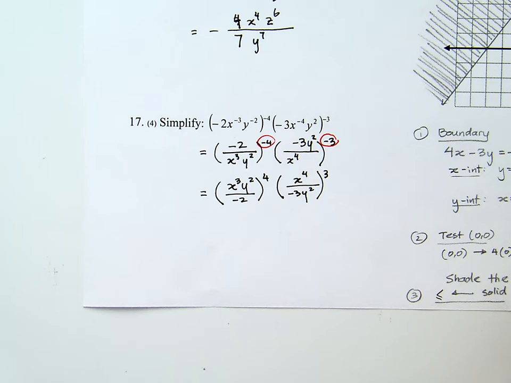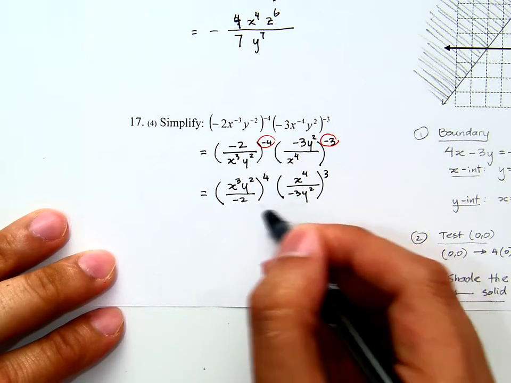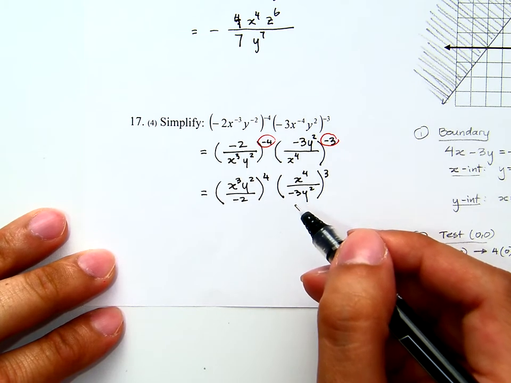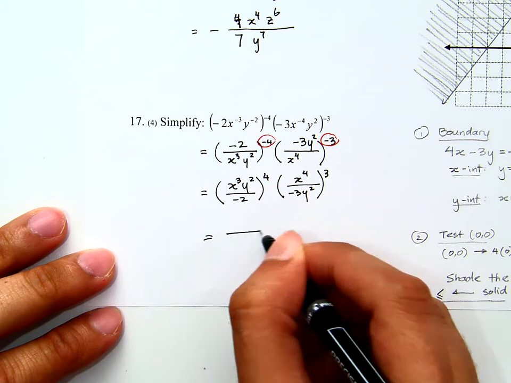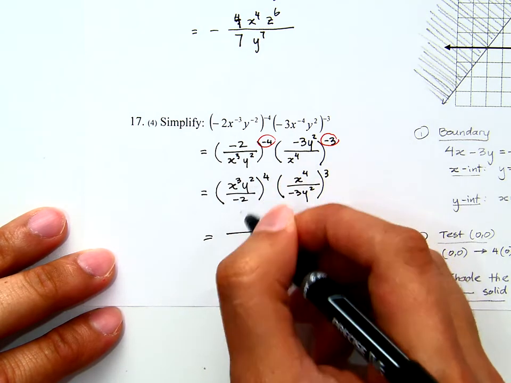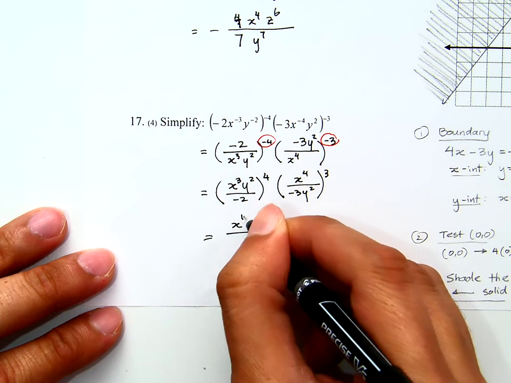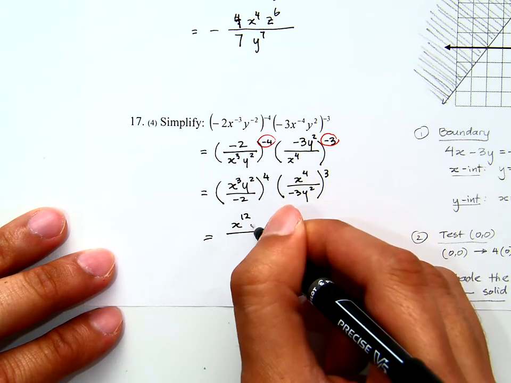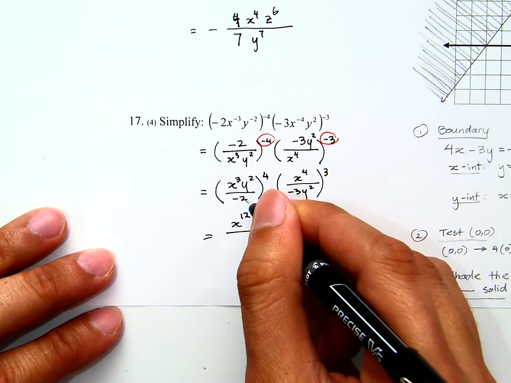Okay, now notice that we don't have negative exponents anymore. Anyway, we have negative coefficients, a negative factor, but that's not a negative exponent. Now what I will do next is distribute the exponent to each one of the factors. X cubed to the 4th is x to the 12th. Y squared to the 4th is y to the 8th. Negative to the 4th is positive.